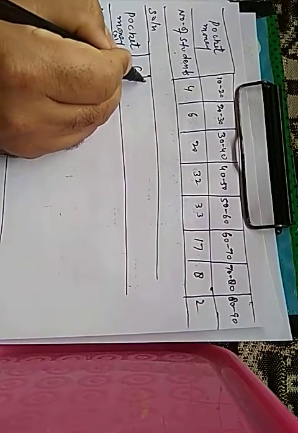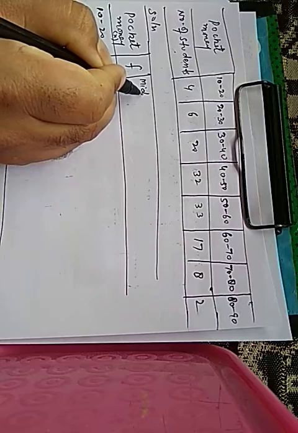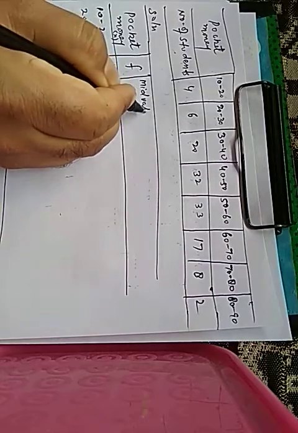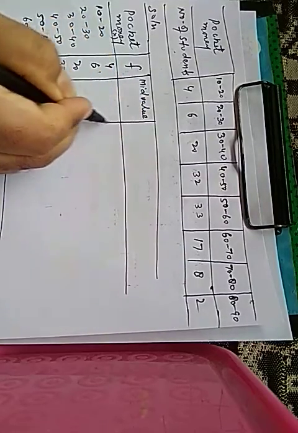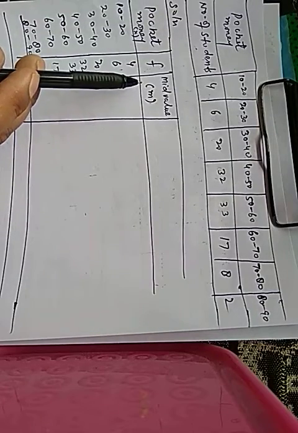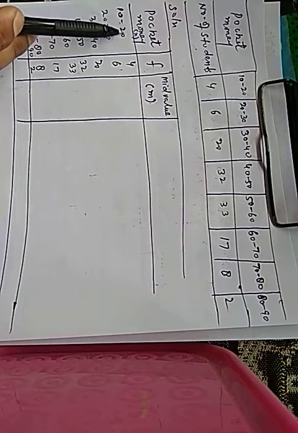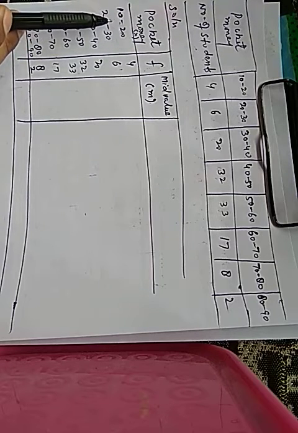Now since this is given in class intervals, we have to obtain the mid value, denoted by m. To find the mid value of a given class interval, we have to add the lower limit and the upper limit, and that is to be divided by 2.